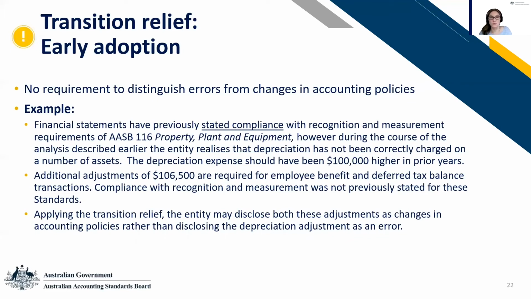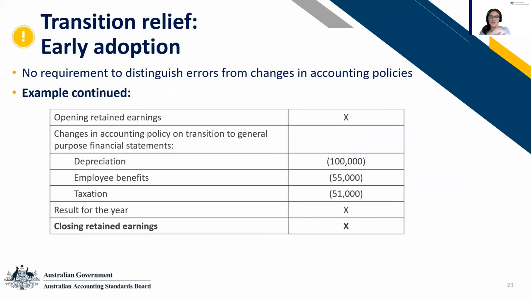So if you early adopt, you get the benefit of not restating comparatives. You also get the benefit of not distinguishing your errors from your changes in accounting policies. So you can see that table again, exactly the same table that we have just talked through. So just to reiterate, if you are not currently complying with recognition, measurement, consolidation, and equity accounting, and therefore your numbers are going to change when you move to general purpose, the relief that is available to you varies on whether you early adopt or whether you don't early adopt. We talk about an incentive for early adoption, and this is it, the non-restatement of comparatives. So you are saving yourself time, effort, and money from not restating prior year numbers.